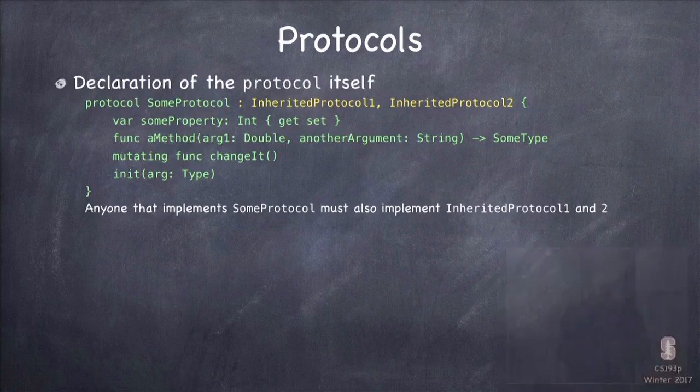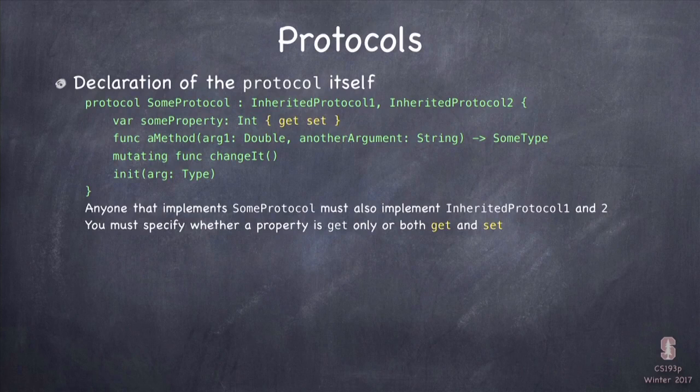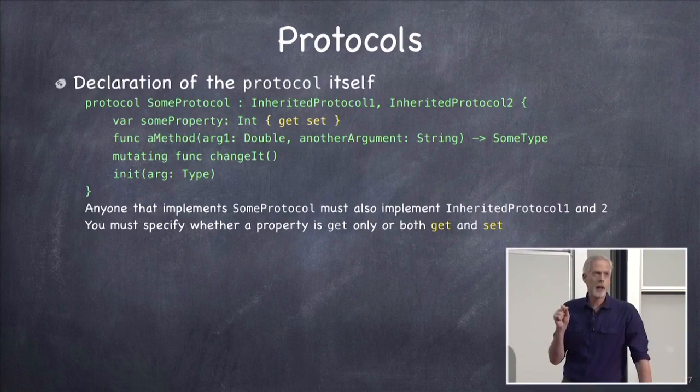Okay? Now, inside the protocol, you can have properties and you can have funcs. And if you have a var, a property, you have to say whether it's a get and set property or whether it's just get only. And you do that with the curly brace get set or curly brace get. So you have to put that curly brace something in there that says whether you're going to be a get set var or whether you're just a get only var.